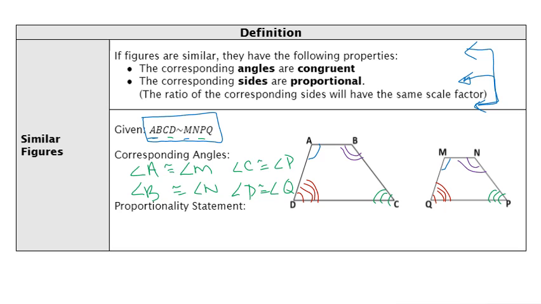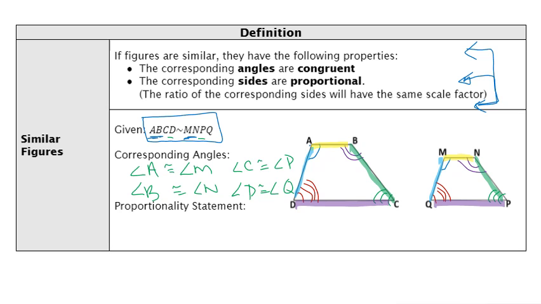The sides we're going to do in a very similar way. You can see the first two letters are AB, the first two are MN. I like to use highlighter for these. So AB and MN correspond. We're not saying they're the same length, they just match up. We have BC pairs with NP, CD is going to pair with QP, and finally, AD pairs with MQ.